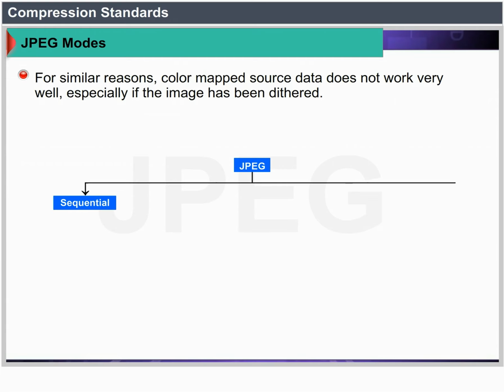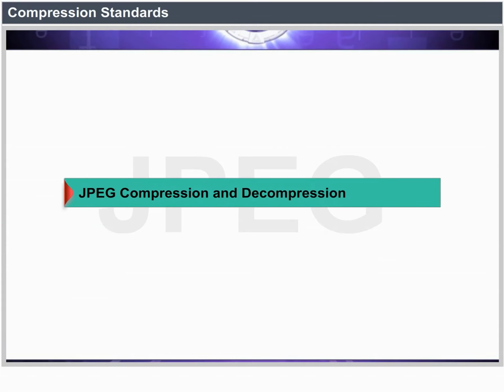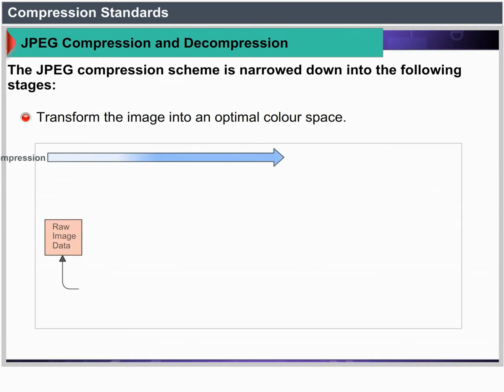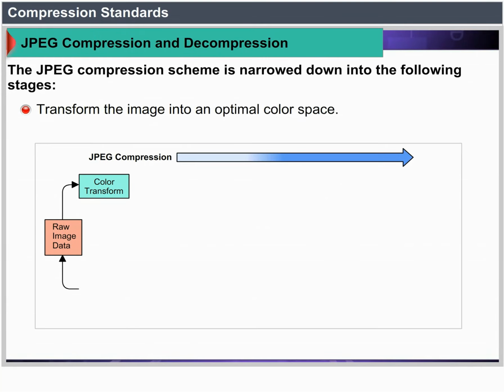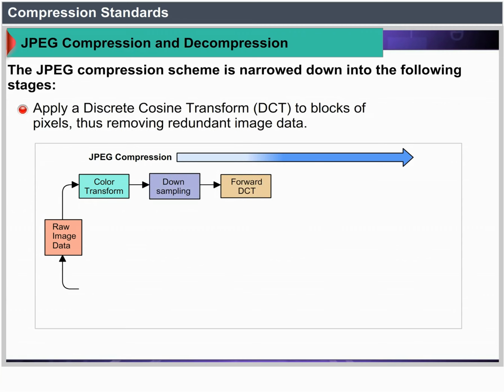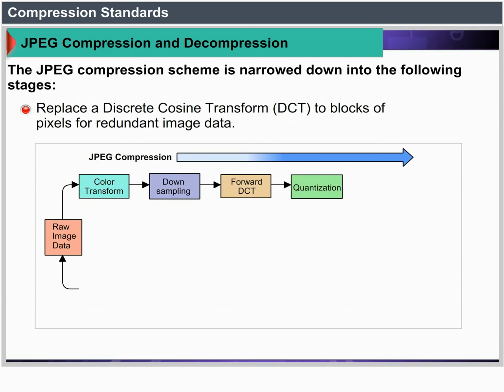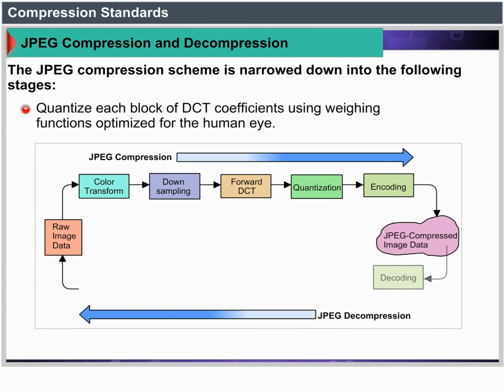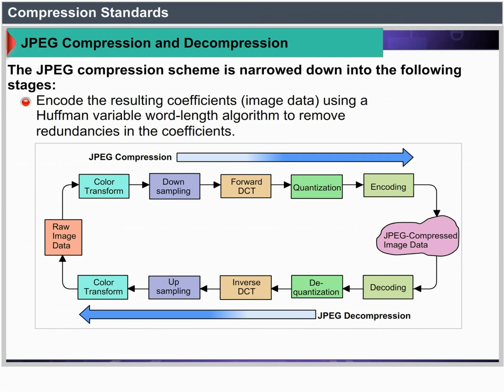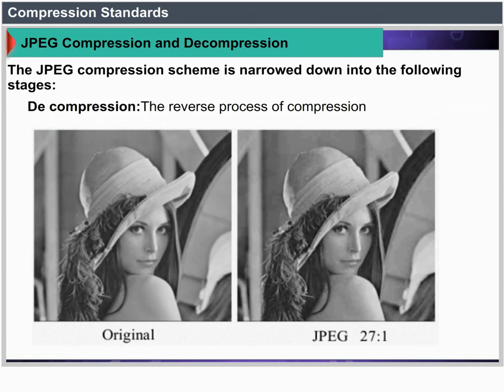JPEG compression and decompression. The JPEG compression scheme is divided into the following stages. Transform the image into an optimal color space. Downsample chrominance components by averaging groups of pixels together. Apply a discrete cosine transform, DCT, to blocks of pixels, thus removing redundant image data. Quantize each block of DCT coefficients using weighting functions optimized for the human eye. Encode the resulting coefficients image data using Huffman variable word length algorithm to remove redundancies in the coefficients. Decompression, the reverse process of compression.